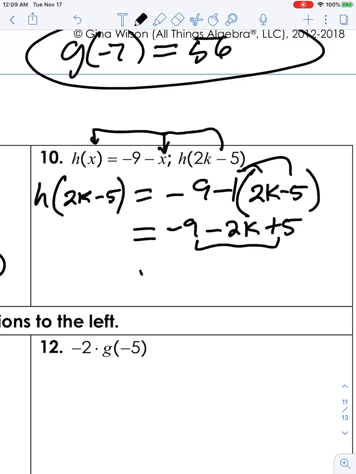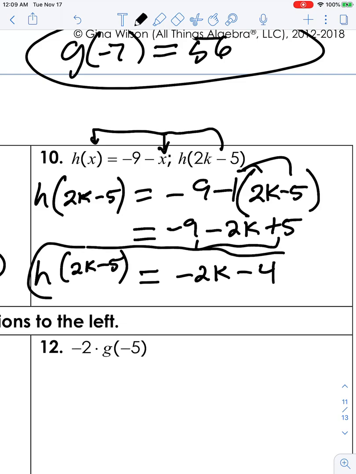Now what you're going to do is combine like terms. -9 plus 5 is -4. So you're going to drop down the -2k, and then once again, -9 plus 5 is -4. You cannot reduce that anymore. So when you plug in 2k minus 5 for x, the answer that you get is -2k minus 4.